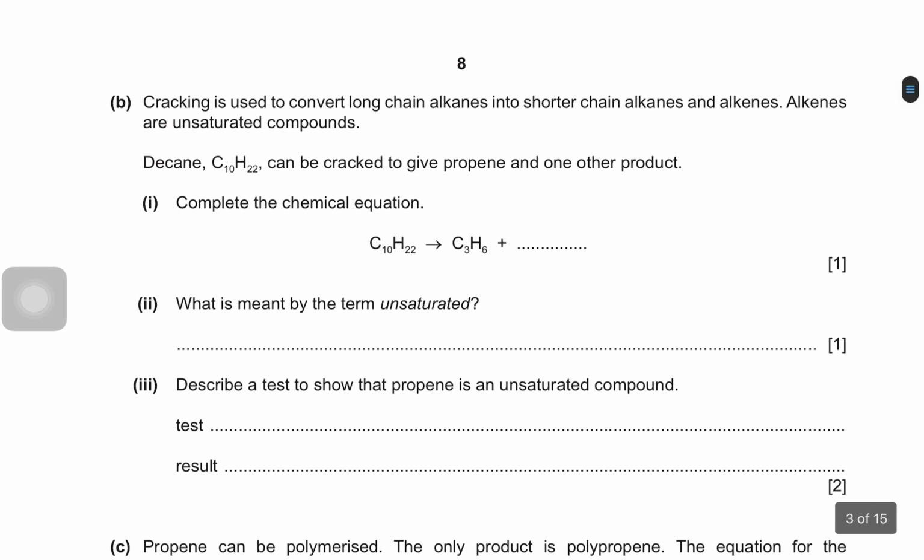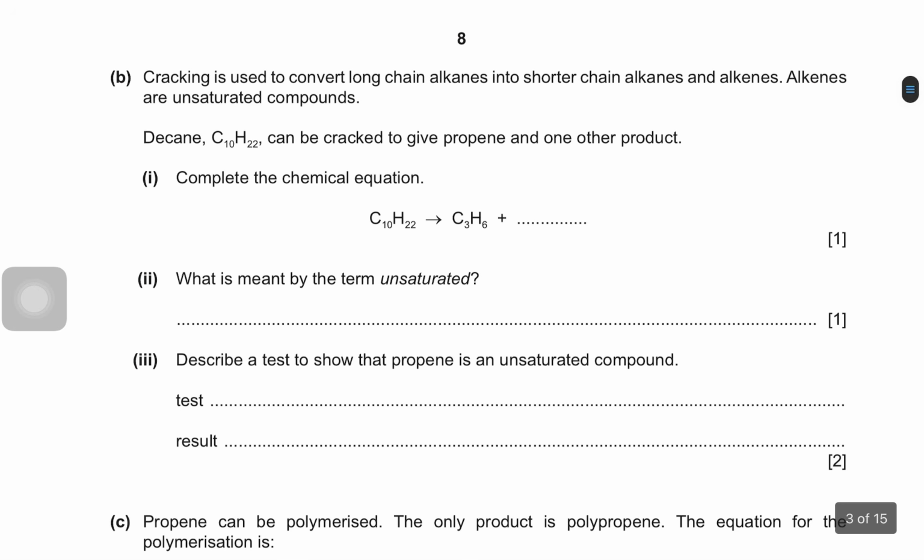Now moving on. Cracking is used to convert long chain alkanes into shorter chain alkanes and alkenes. Decane can be cracked to give propene and one other product. You just have to complete the equation. If carbon was 10 atoms and 3 have been used up to make the product, how much is left? 7. So C7 should be here. If you had 22 hydrogen atoms and 6 have been used up, it means 16 are left. So C7H16, which is obviously the formula for heptane.